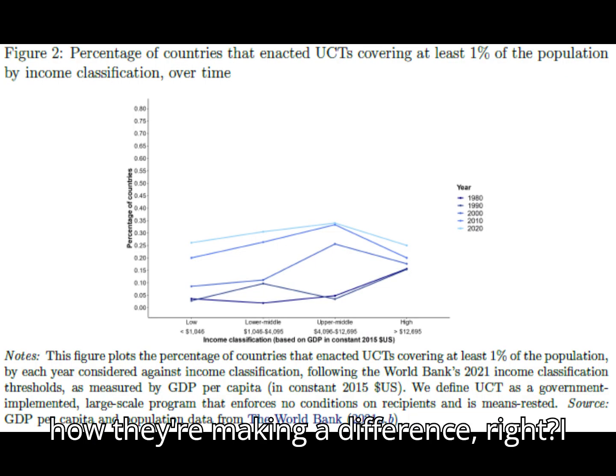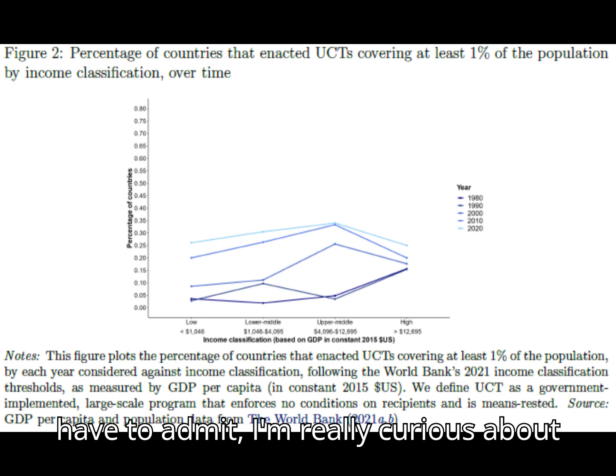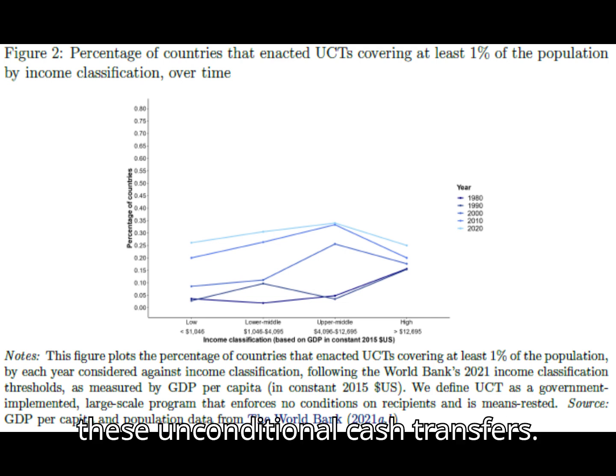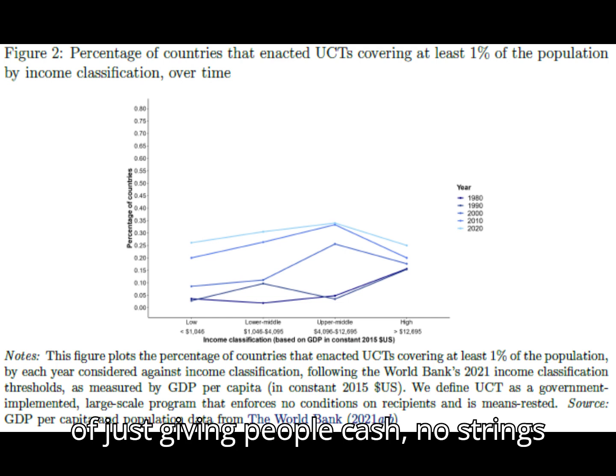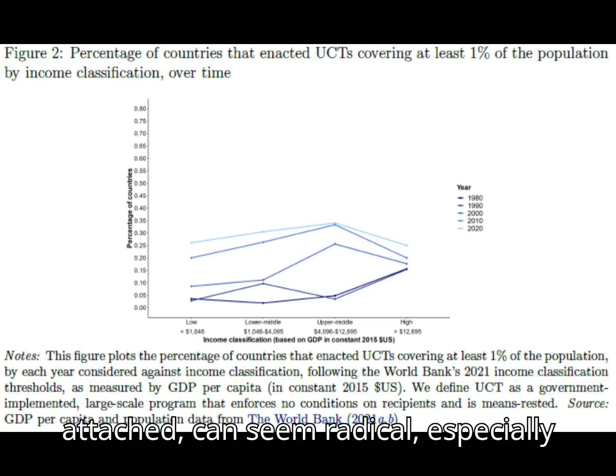For sure. Okay, so we've tackled the targeting puzzle. We have. Now, let's dive into the types of social protection programs themselves and how they're making a difference. Right. I have to admit, I'm really curious about these unconditional cash transfers. UCTs. Yeah. The idea of just giving people cash, no strings attached, can seem radical, especially in developed economies.